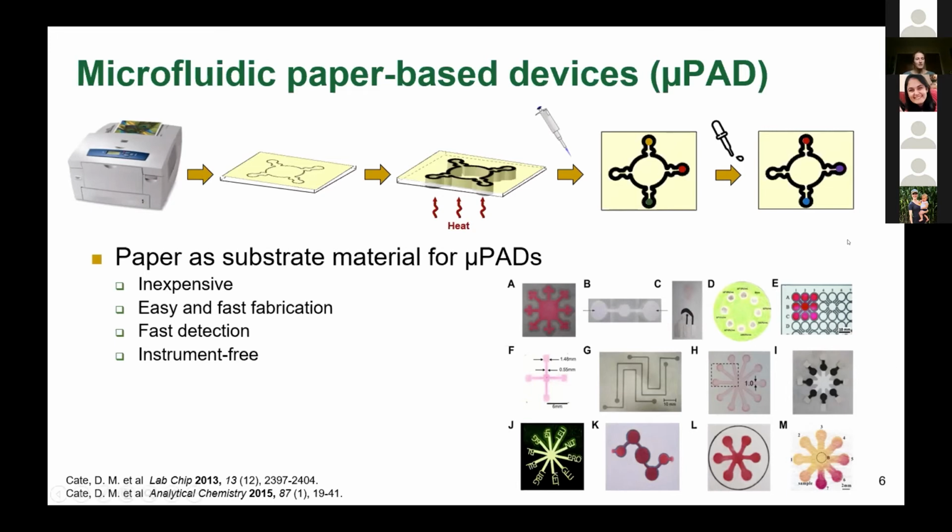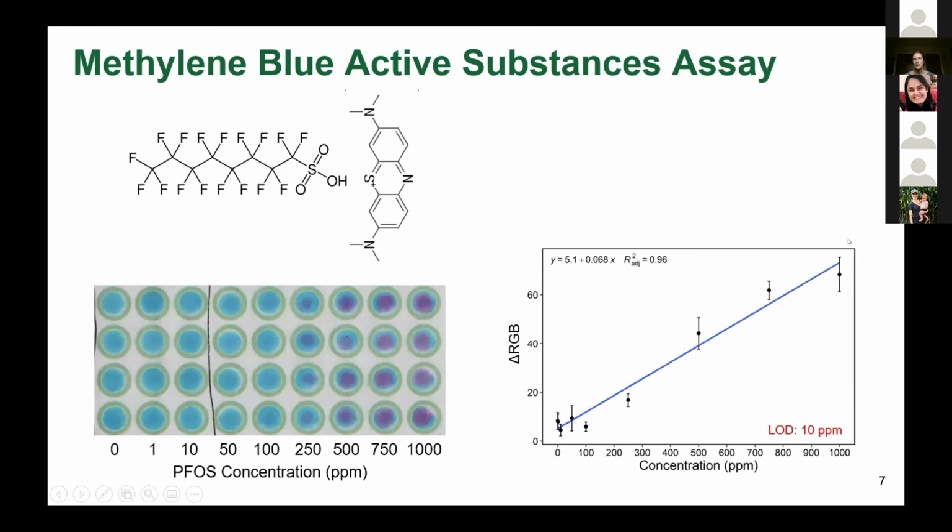So specific for PFAS, I've been focusing on this methylene blue active substances assay, or I have been calling it MBAS, where this is the PFAS that we saw before, and when it comes in contact with methylene blue, which is a dye that starts out blue, they form an ion pair, and that ion pair is purple. So down here, I have a spot test, what we call it. This gray circle here is the wax boundary, and then I've added methylene blue to all the circles, and then PFAS to all the circles, and we get a nice purple color with a pretty decent calibration curve as well.